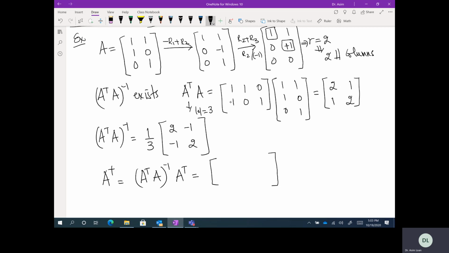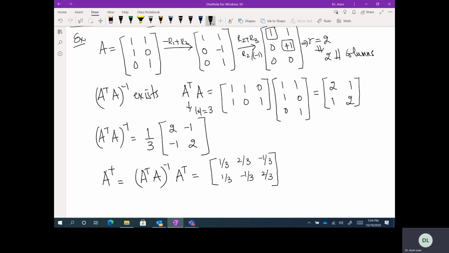So 2 minus 1 is 1, so this is 1 over 3. Then I have 2, this is 2 over 3. Then I have minus 1, so minus 1 over 3. Then I have minus 1 plus 2, so it's 2 minus 1 is 1, so it's 1 over 3. Then I have minus 1 here, minus 1 over 3, and then I have 2 over 3, right?